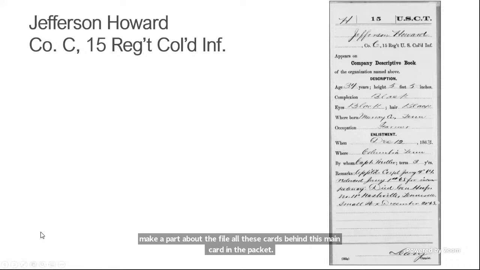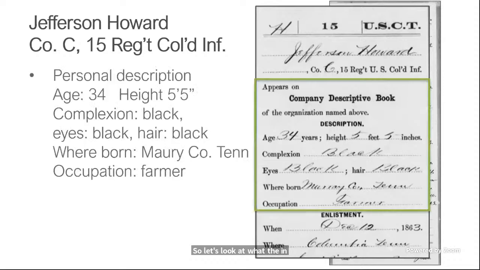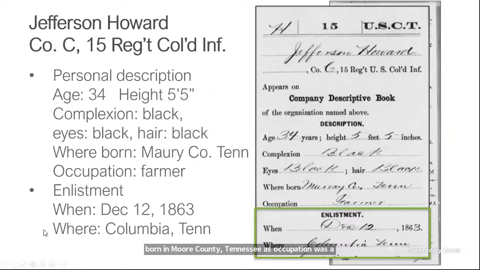So let's look at what the internal card might look like. We get his name, of course, at the top. That will always be there. We get a personal description. Jefferson was 34. His height was 5'5". His complexion was black. His eyes and hair were both black. He was born in Maury County, Tennessee, and his occupation was a farmer. We also get enlistment information. He enlisted on the 12th of December in 1863 in Columbia, Tennessee.